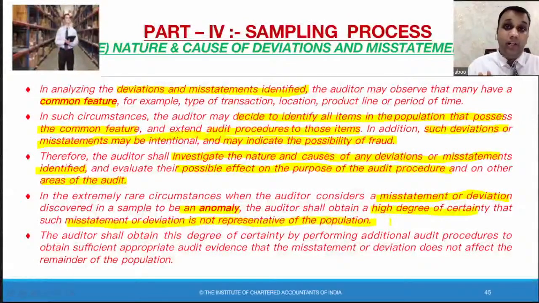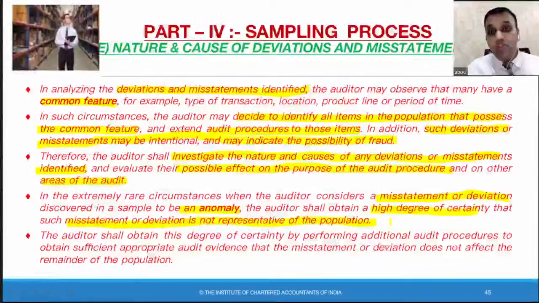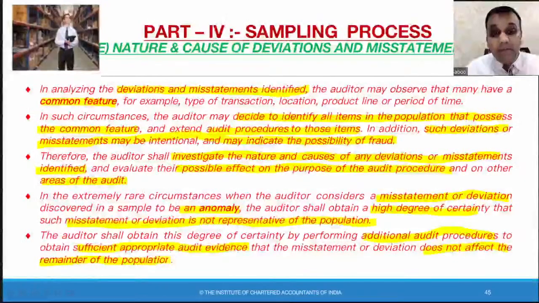So the auditor is concerned that if I have found an anomaly in a sample, it should not be there in the whole population. So the auditor would perform additional audit procedures to obtain sufficient appropriate audit evidence that the misstatement or deviation does not affect the remainder of the population. The auditor will get conservative. He'll follow a conservative approach then. What is anomaly? Here we have.